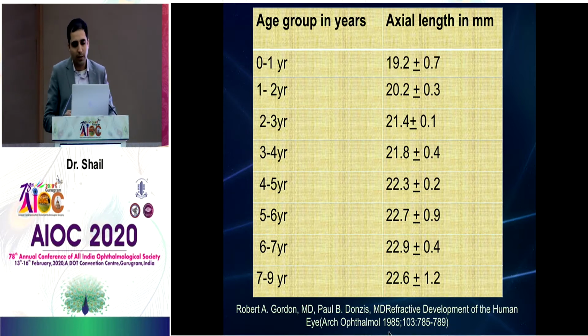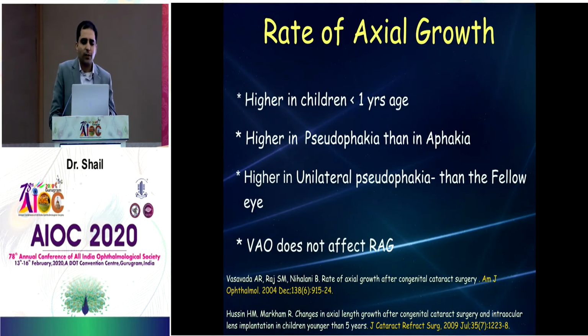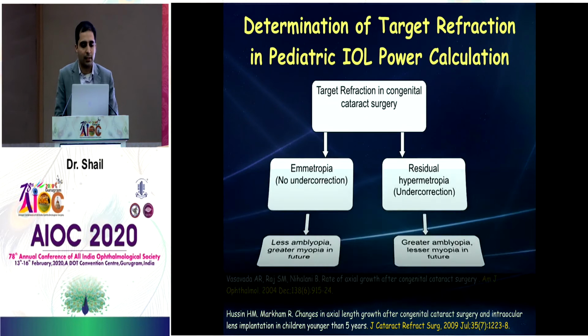Not much normative database in pediatric eyes has come up after this. So the rate of axial growth is higher in children less than 1 year of age, so that's the most important criterion. It is higher in the pseudophakic group than in the aphakic group. So if you're planning to leave a child aphakic, you may want to undercorrect a little less. They tend to grow a little less compared to pseudophakia, and higher in unilateral pseudophakia, because that is likely to be the amblyopic eye. If there is a unilateral cataract, there is a very high chance that that is likely to be the amblyopic eye, and therefore it's likely to grow much faster than the other normal eye.